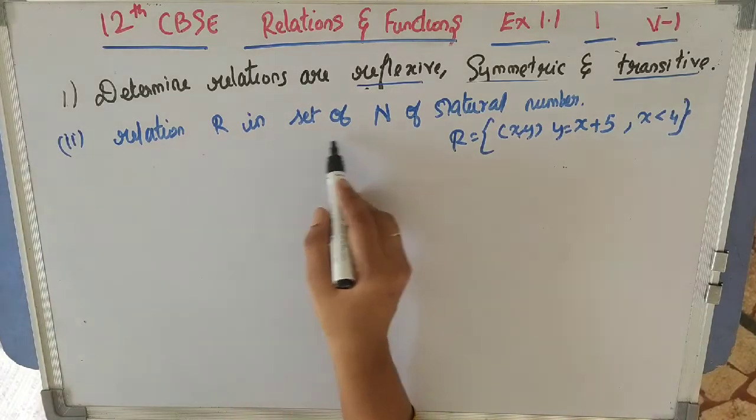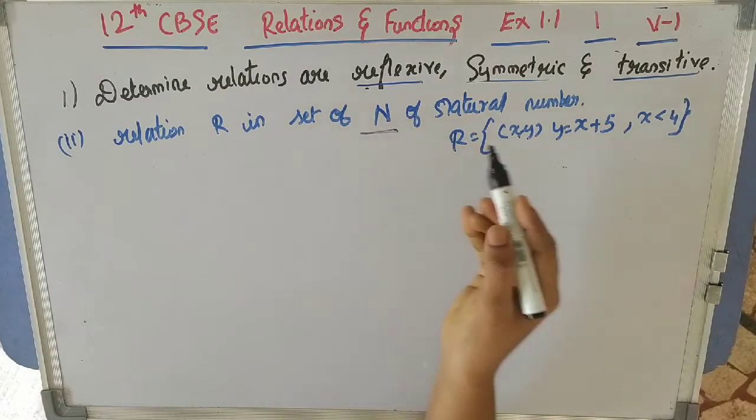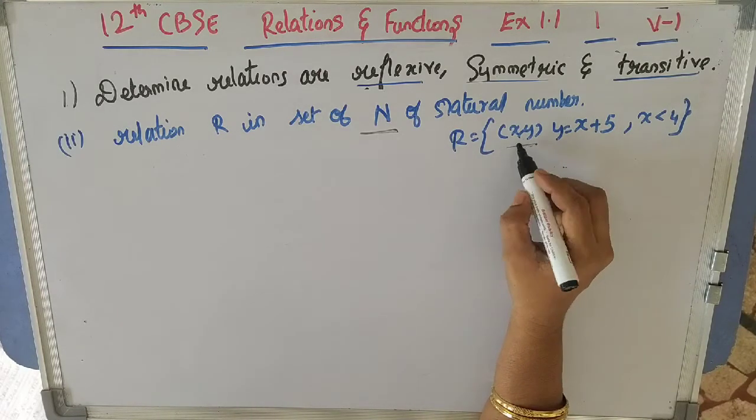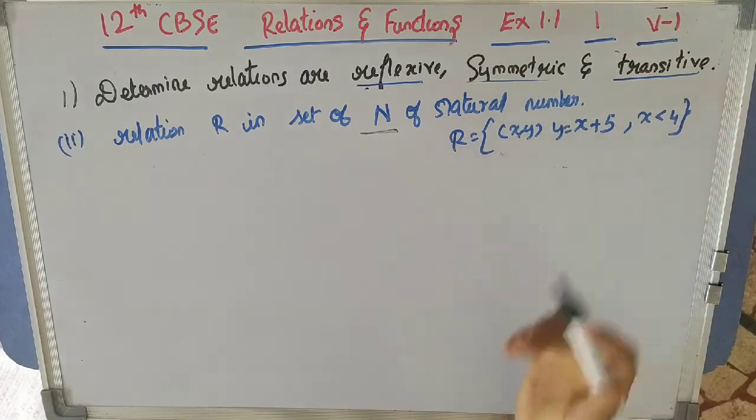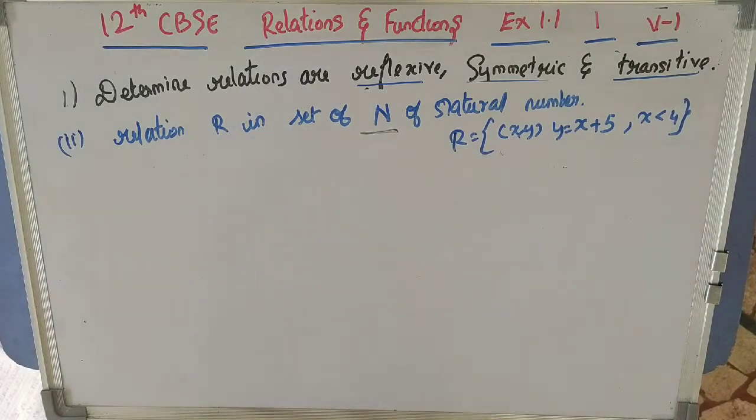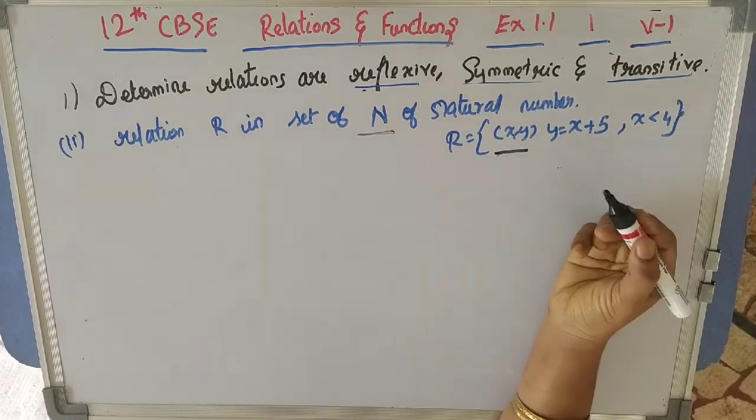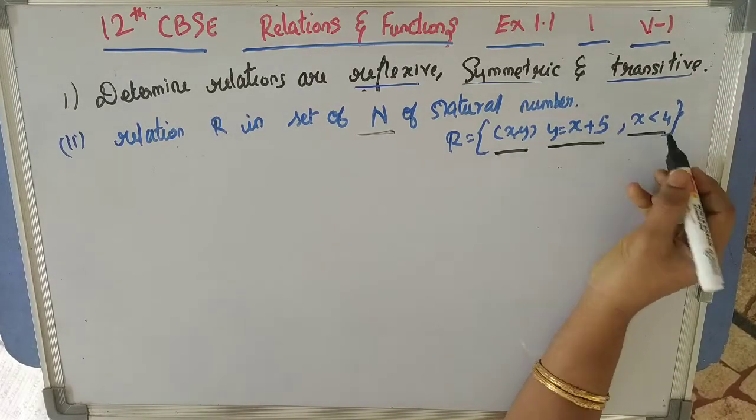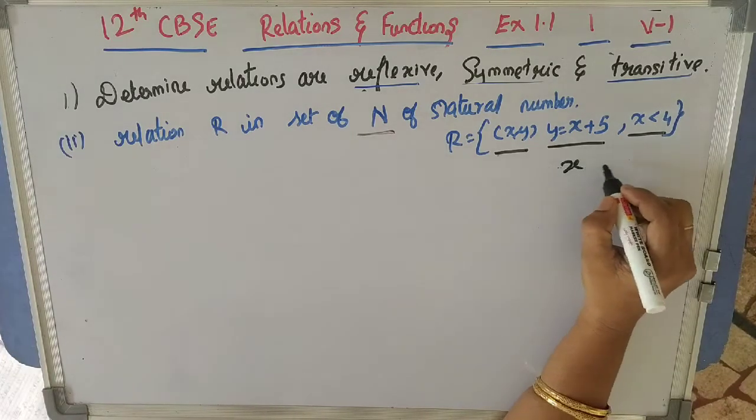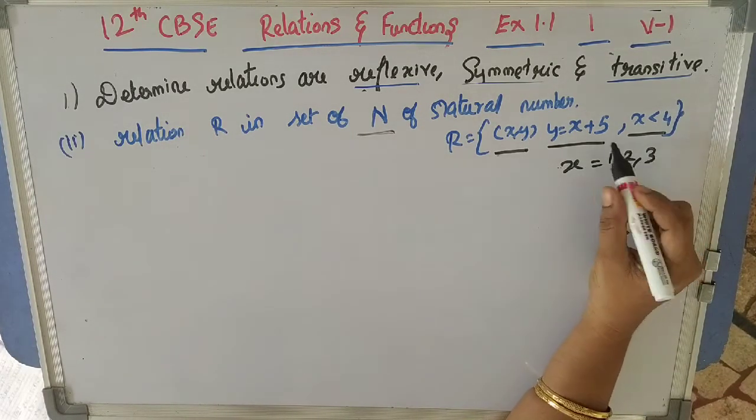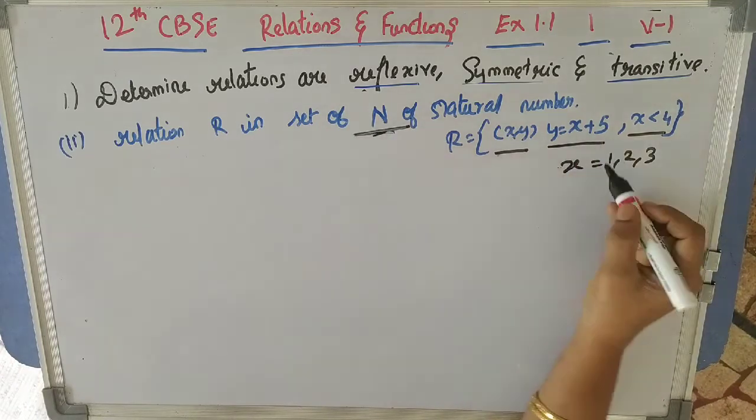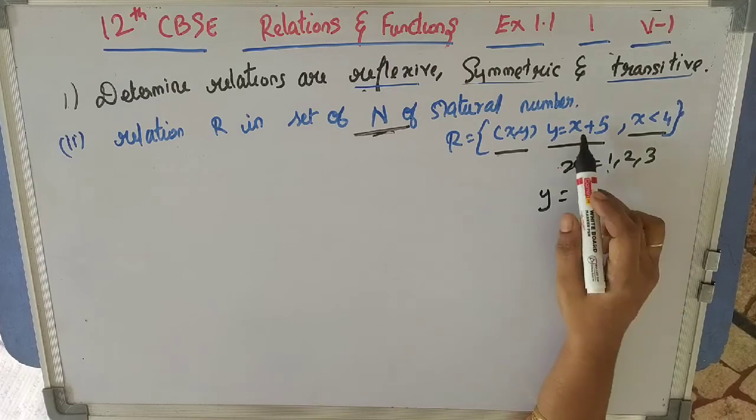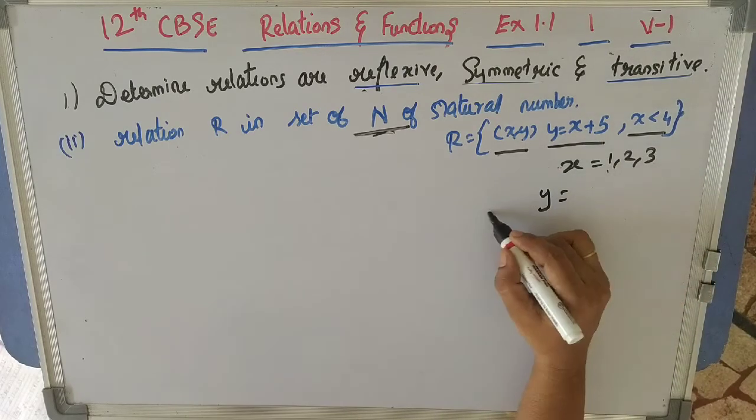Here in the second question, we have to check whether the relation is reflexive, symmetric and transitive. Here, the set of natural numbers is taken as X. The relation is defined as (x, y) where y is equal to x plus 5 and x is less than 4. So x is a natural number, so it starts with 1, 2 and goes on. But here x is less than 4, so x is equal to 1, 2 and 3.